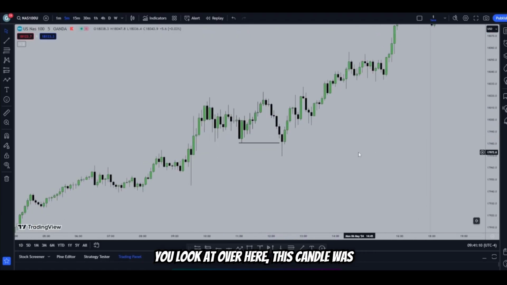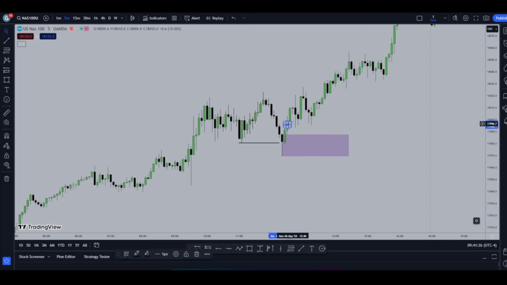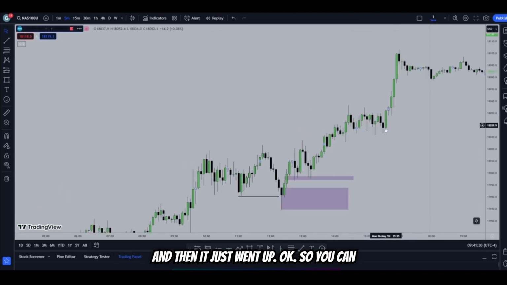Okay, so now if you look over here, this candle was responsible for taking the stop losses, which were below this structure, right? So now this candle will be our order block. Okay, the price didn't retest the order block, it only retraced into the fair value gap, which was right over here. Okay, and then it kept on moving forward, and then it just went up.